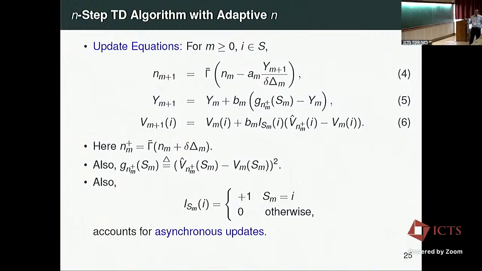And upon convergence, of course, we will see that this will converge to a local minimum. This indicator I(S_m = i) essentially indicates that even though all of these components could be updated at every time, only the component of the value function for the state that is visited gets updated. All other components stay the same if that particular state is not visited.